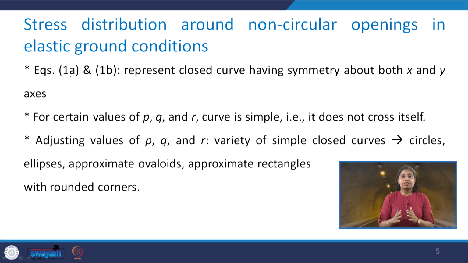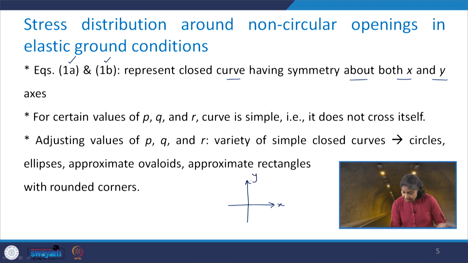So the shapes given by equations 1a and 1b basically represent a closed curve which has symmetry about both x and y axis. For example, let us say you have this as x axis and y axis, and say we have a square type of opening. Basically the coordinate system is considered in such a manner that the shape is symmetrical about the x axis as well as about the y axis.